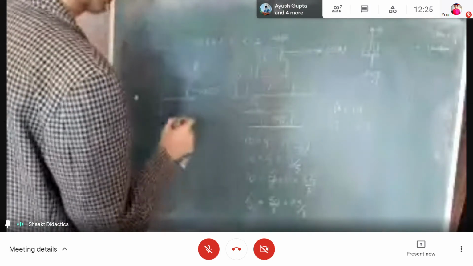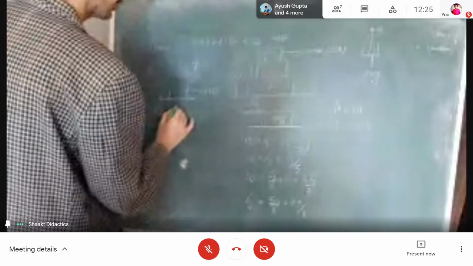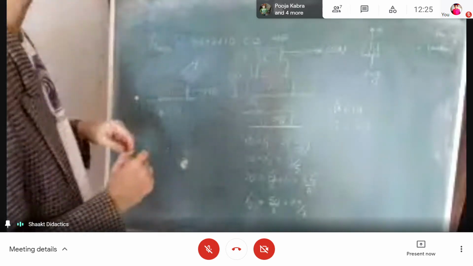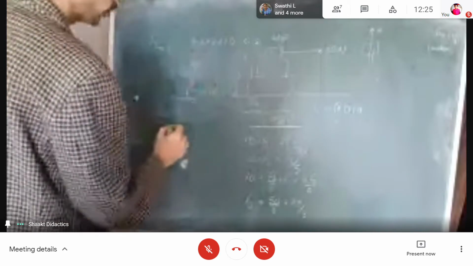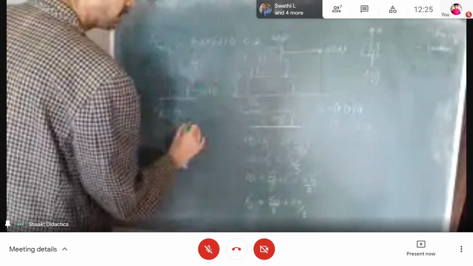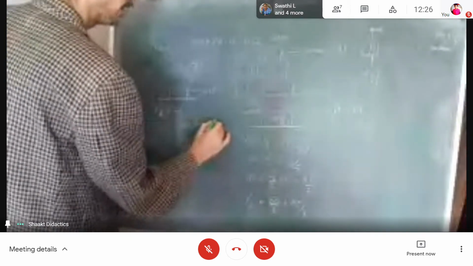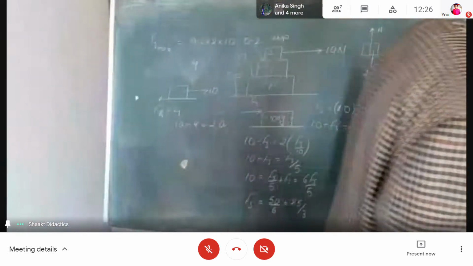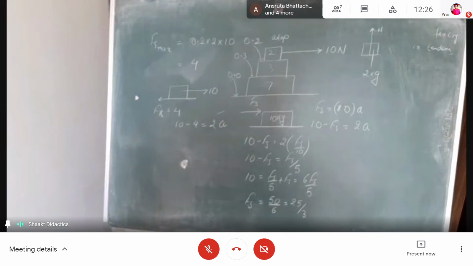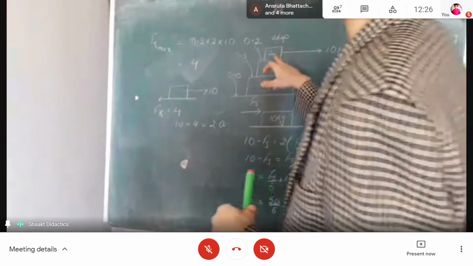In that case, what force will act backwards, known to you? 4 Newton, correct? And what forward? 10, correct, class? So we get to see from here 10 minus 4 is equal to mass into acceleration. Yes or no? I want to know, from here, what will be the acceleration of the 2 kg block.